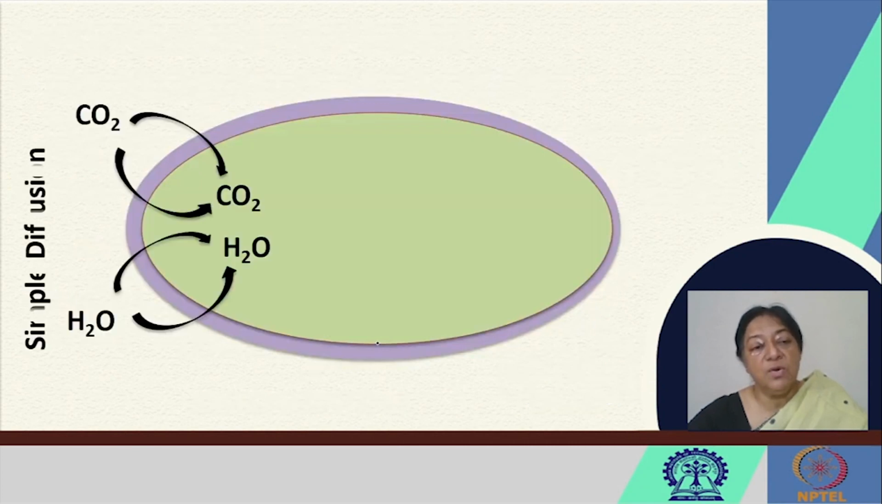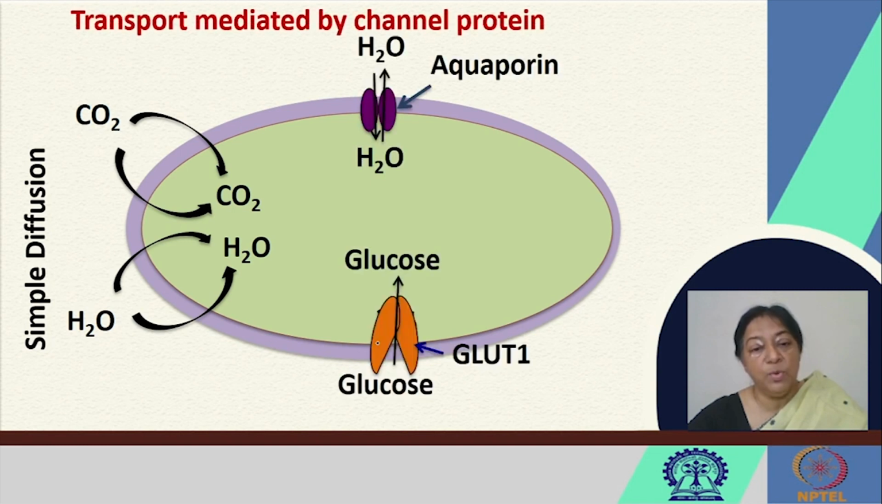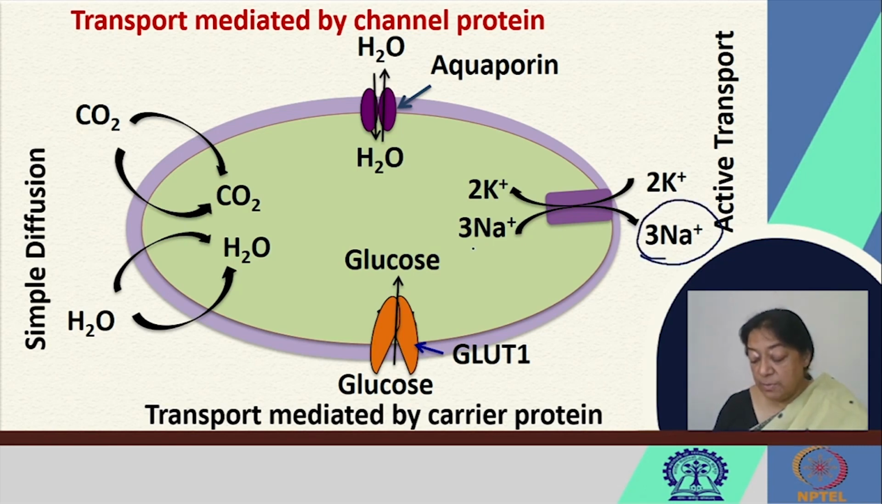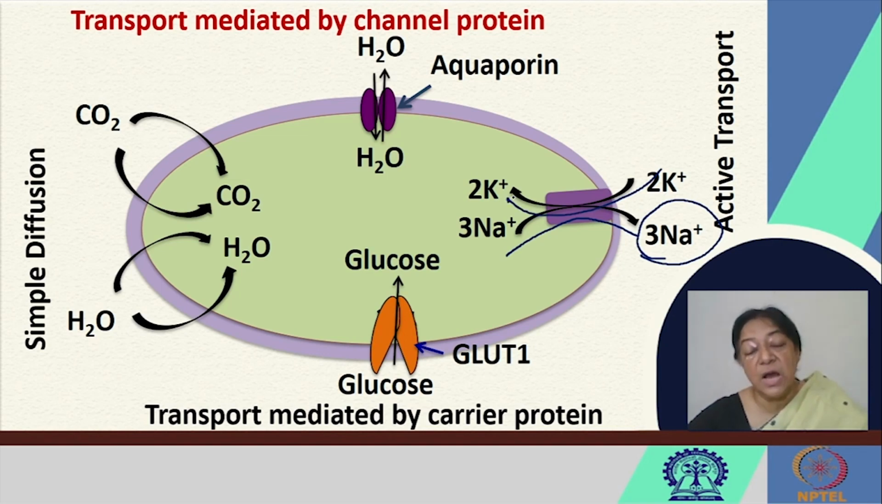So if we look at our overall picture again, we have simple diffusion of the ions, we have aquaporin, we have the transport mediated by a carrier protein, and we have an active transport where, in this case, we saw 3 sodium from inside the cell come outside and 2 potassium go inside the cell. And how does this occur? With the ATP hydrolysis that brings about the active transport.